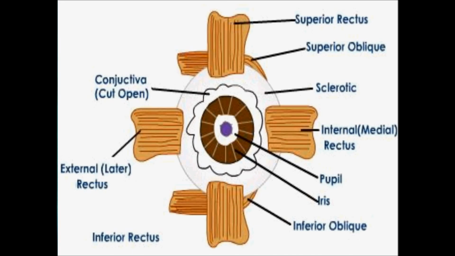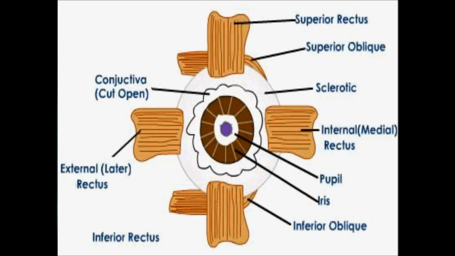Now the first is your superior rectus and inferior rectus. This is your inferior rectus, okay, and this is your superior rectus. So what does superior rectus do? Superior rectus moves the eyeball upward and inward, whereas inferior rectus moves the eyeball downward and inward. Now the superior oblique moves the eyeball outward and downward, whereas the inferior oblique, which is this one, moves the eyeball outward and upward.